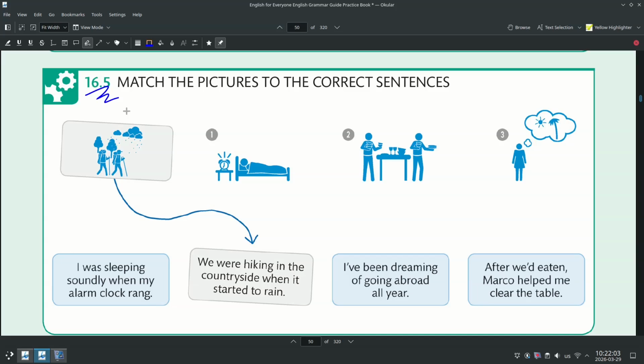So, 16.5. Match the pictures to the correct sentences. So we were hiking in the countryside when it started to rain. Number 1. I was sleeping soundly when my alarm clock rang. Number 2. I've been dreaming of going abroad all year. Number 3. After we'd eaten, Marco helped me clear the table.